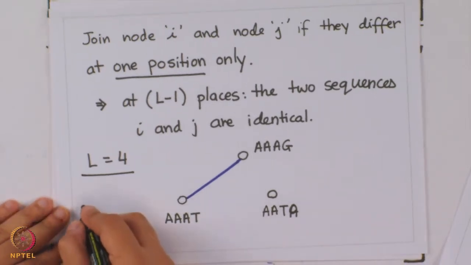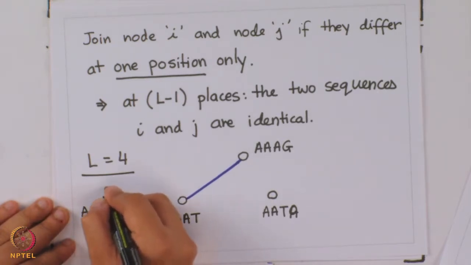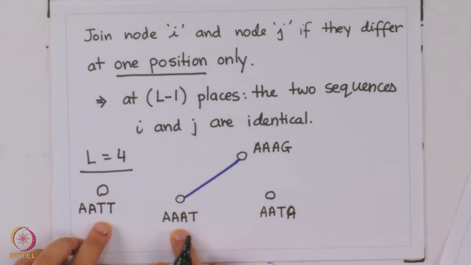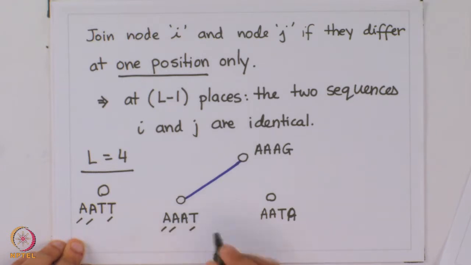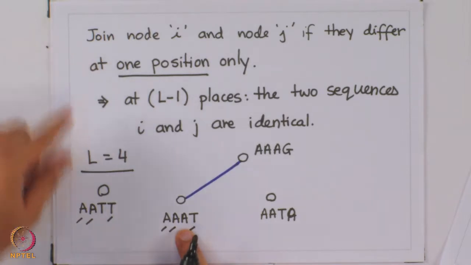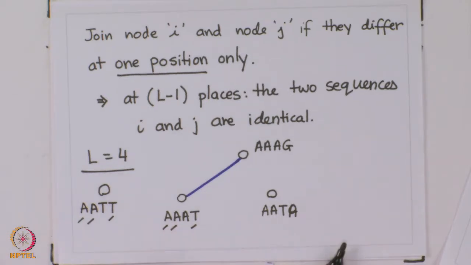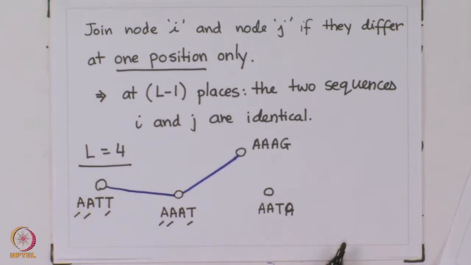You could also have differences in the middle, for example AATT. This is the node that corresponds to AATT. Now, if we are talking about these two sequences, they are identical at the 1st, 2nd and 4th positions. However, they differ at the 3rd position, which satisfies the rule that they differ at only one position, the other 3 are identical, and hence these two nodes will be connected by an edge, and so on and so forth. You keep building that for all 4 to the power L nodes that you have in the original scenario that we started with.